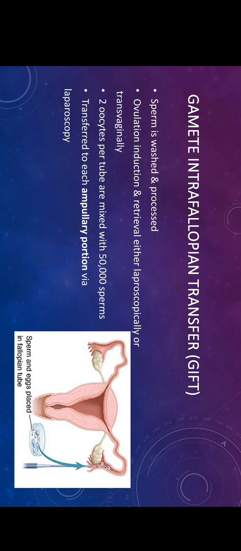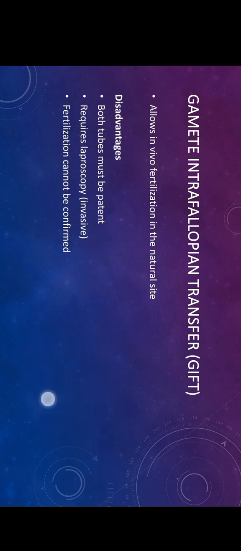Gamete intrafallopian transfer. Here the sperm is washed and processed. Ovulation induction and retrieval are done either laparoscopically or transvaginally. 2 oocytes per tube are mixed with 50,000 sperm, and this is transferred to each ampullary portion via laparoscopy. Here the fertilization happens in vivo in the natural site. The disadvantages of this procedure are both tubes must be patent and it requires laparoscopy, hence invasive. Fertilization cannot be confirmed.